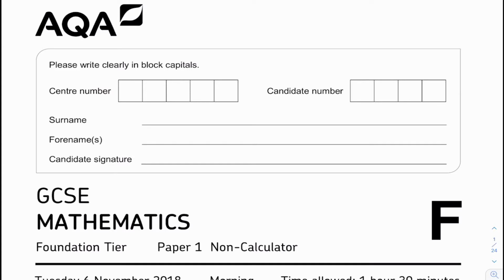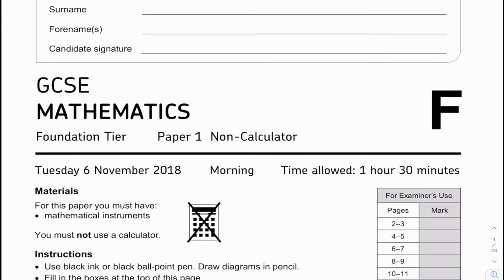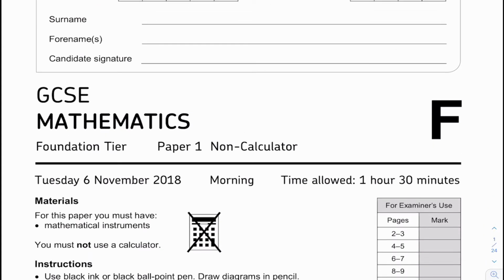Okay, so today I'm going to be going through the entire GCSE Maths paper for November of 2018. This is the foundation paper and it's paper 1, so it's non-calculator. I'm going to be going through every single GCSE past paper there's been, hopefully releasing one a week, and this is going to be the first one. Like I said, November 2018, paper 1, non-calculator, and it's foundation tier.